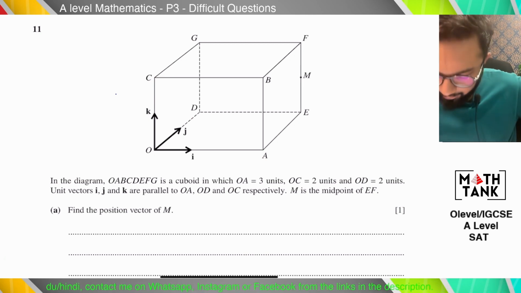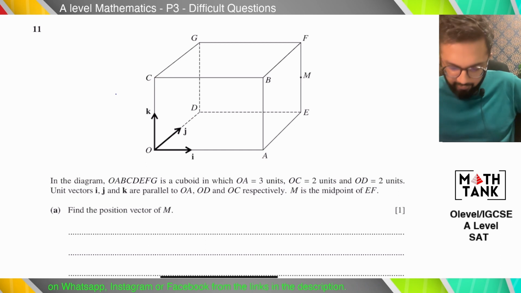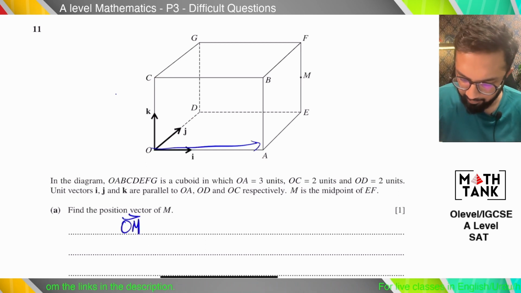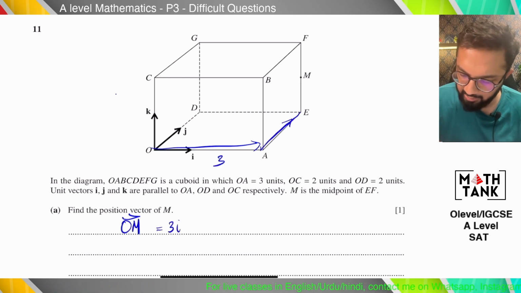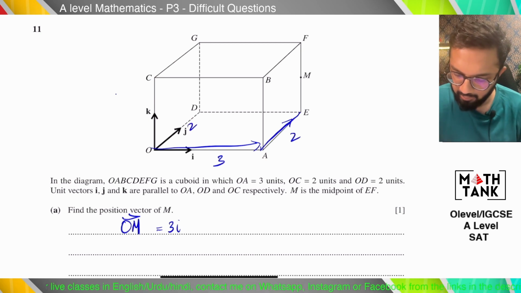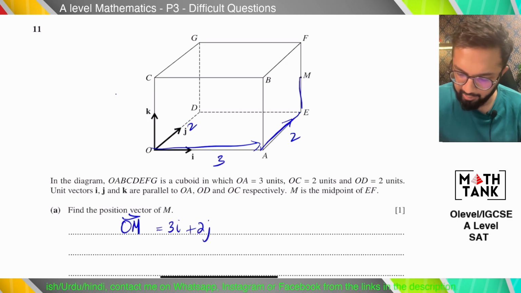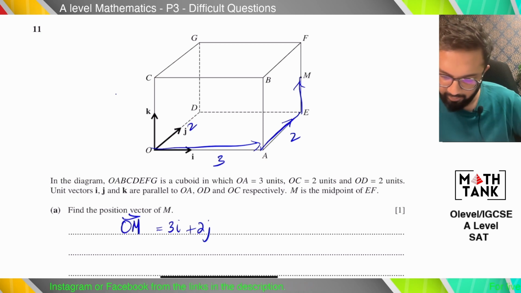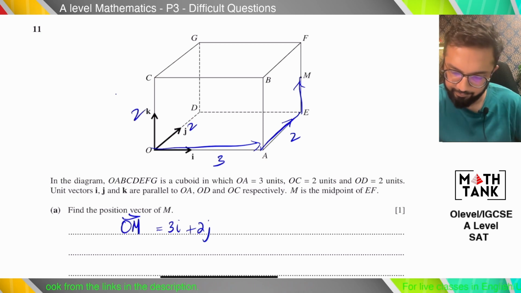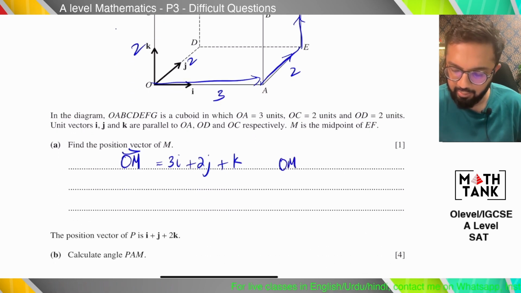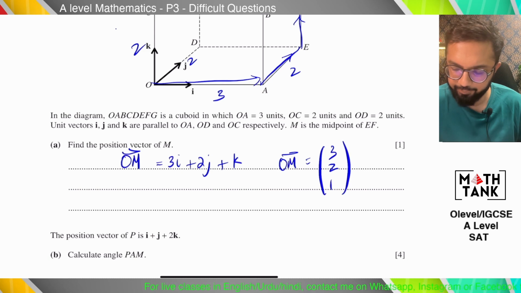IGK are parallel to AOD and CM has a midpoint. Find the position vector of M. So I'm asking you to find OM. So I'm going to travel. OA is 3, so that's 3i. And then AE is the same as OD, which is 2, so plus 2j. And then half of this, and OC is also 2, so that's 1k. So the position vector of OM is basically 3, 2, and 1.